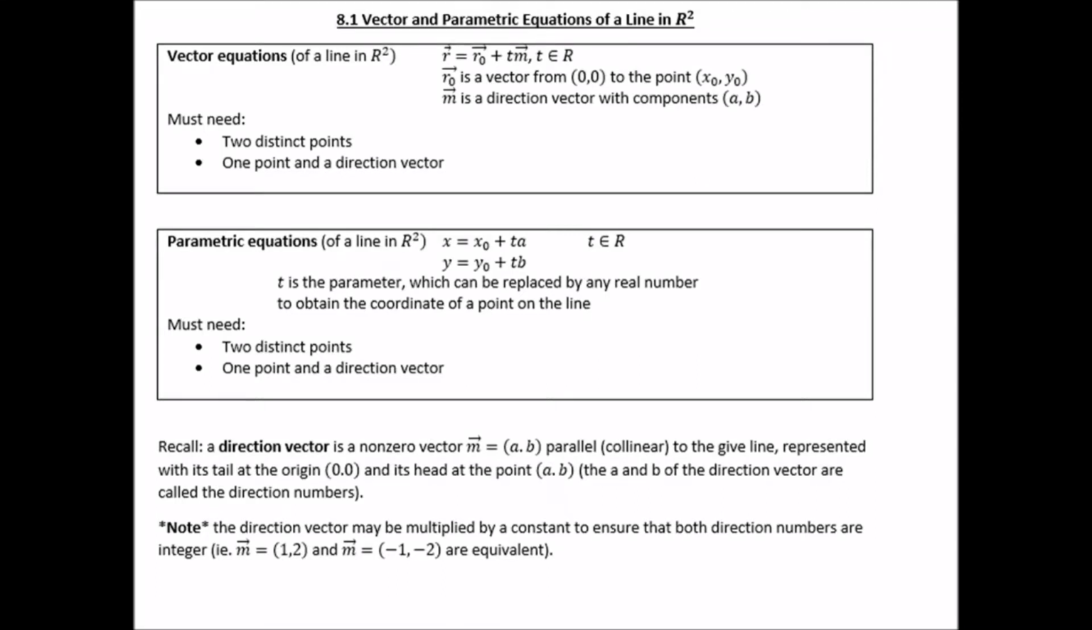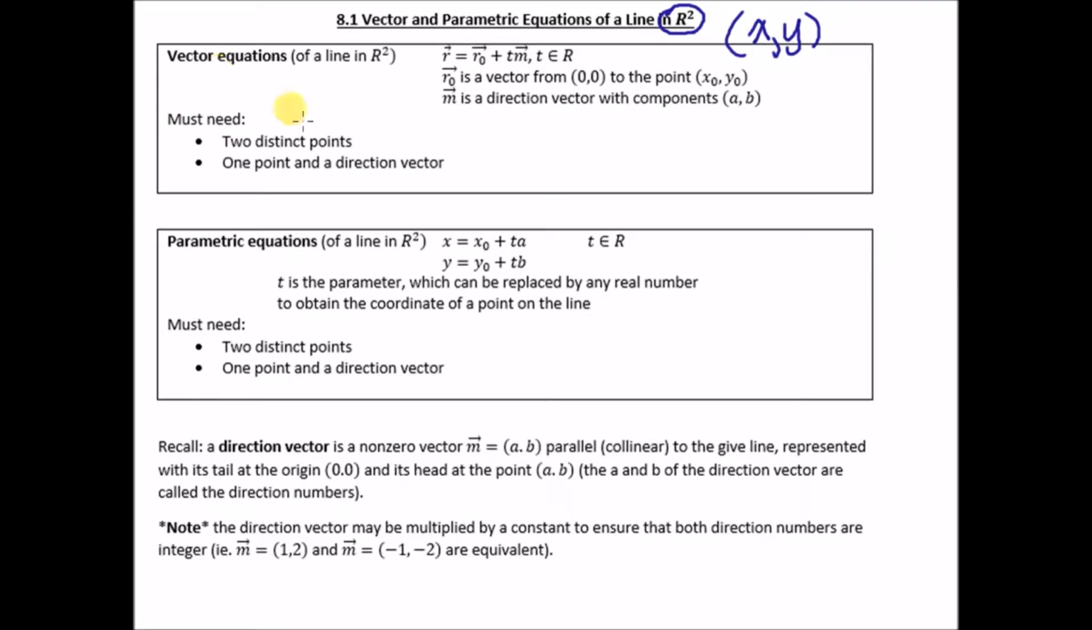8.1 vector and parametric equations of a line in R squared. Okay, so we're going to look at equations of a line, but they're going to look a little different this time. They're no longer going to be in y equals mx plus b, but we're going to express them as vectors. And this is all going to be in R squared, so just 2D, so x comma y.